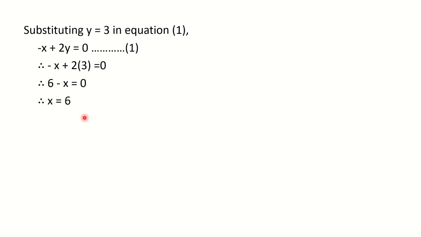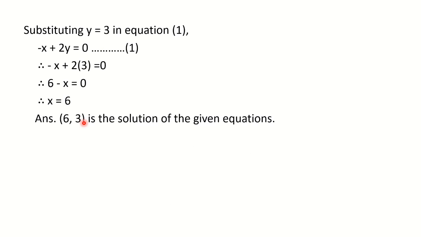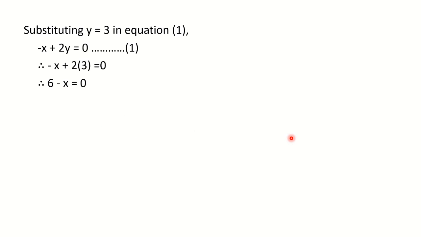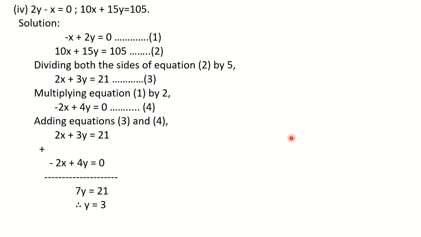In this way I got the values of both the variables. y is equal to 3 and x is equal to 6. The final answer you always write as an ordered pair. So (6, 3). That means x is equal to 6 and y is equal to 3 is the solution of the given equations. Okay, so I am going to the previous slide. You please copy it down.